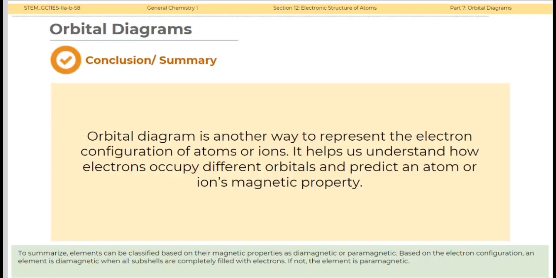So, to summarize, elements can be classified based on their magnetic properties as diamagnetic or paramagnetic. Based on the electron configuration, an element is diamagnetic when all subshells are completely filled with electrons. If not, the element is paramagnetic.